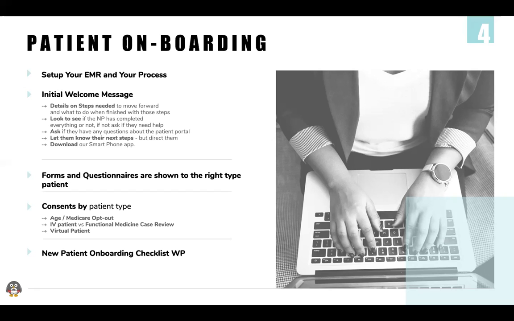Ben, the founder. So when your patient onboards, from the information that we got from your website to when they registered, we want to make sure the appropriate questionnaires get to those patients. So, consents: certain age groups may have different consents. IV patients versus functional medicine case review patients would have different consents. Virtual consent versus in-office consent. So set things up to appear automatically to the right patient, so you don't have to say, 'Oh, that slipped by. We didn't get that consent from that patient.' If you build the system and it happens automatically, it just always happens.